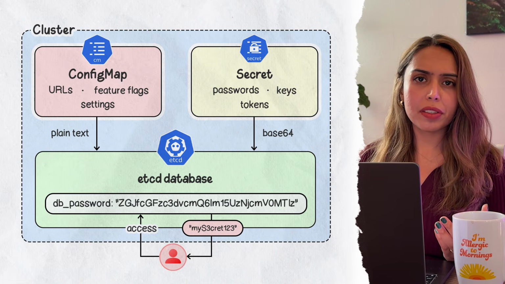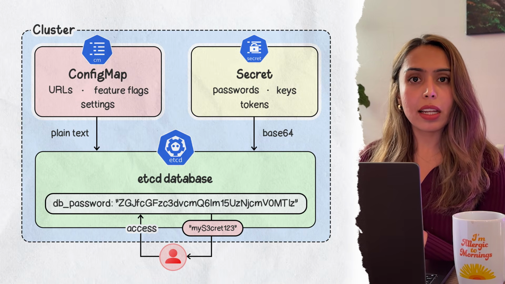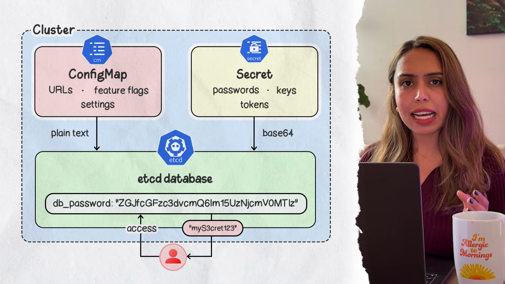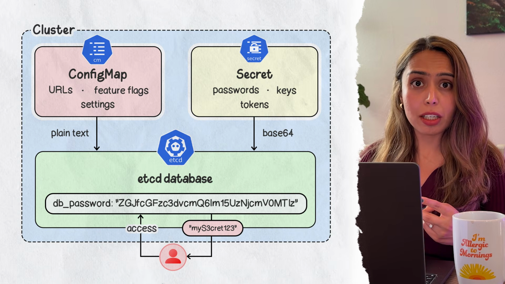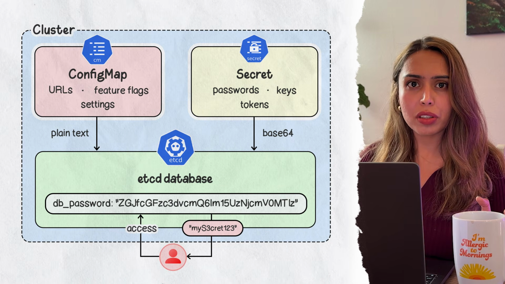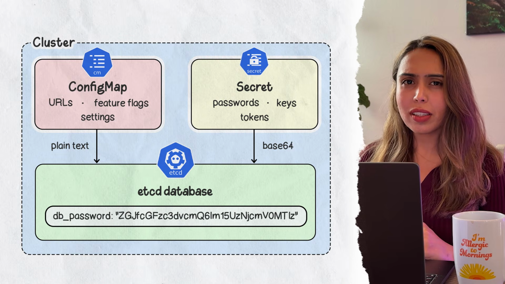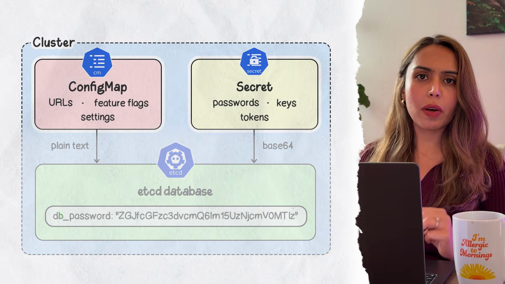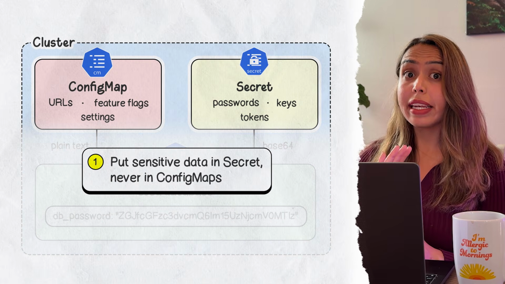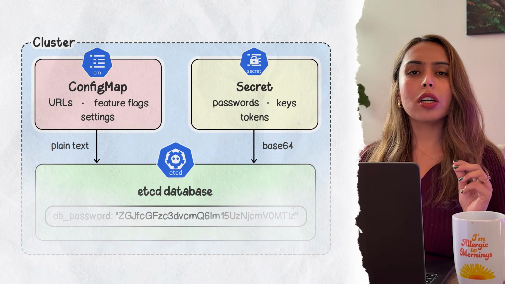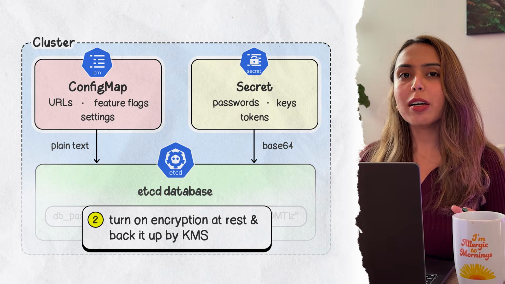And the critical part here is both config maps and secrets live in etcd. So anyone with access to etcd data, backups, or sufficient Kubernetes permissions can read them. Now, to secure this layer, you need to do 3 things. Number 1, put sensitive data in secrets, never in config maps. Number 2, turn on encryption at rest and back it by KMS.